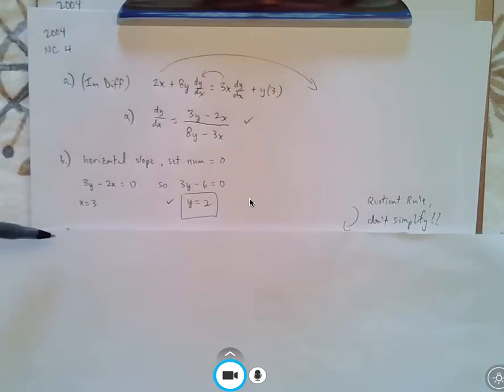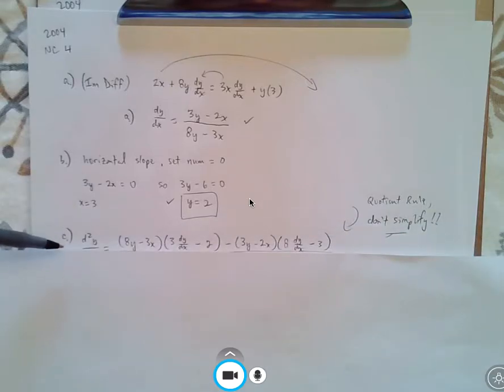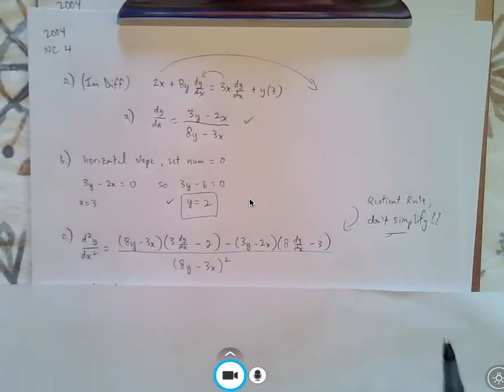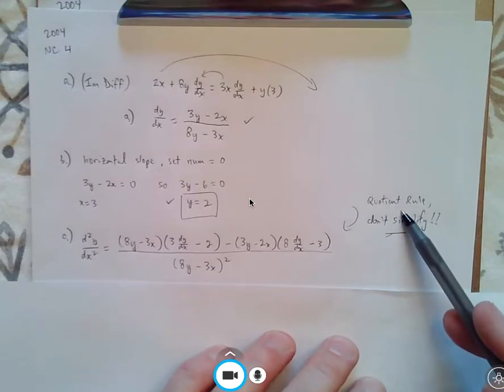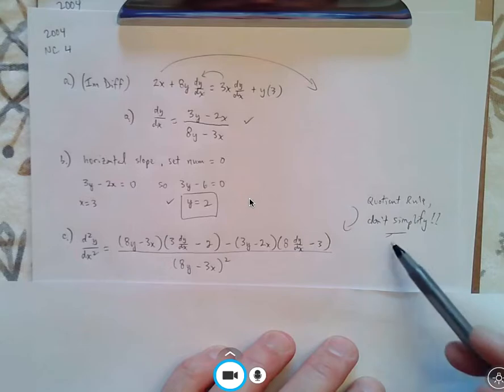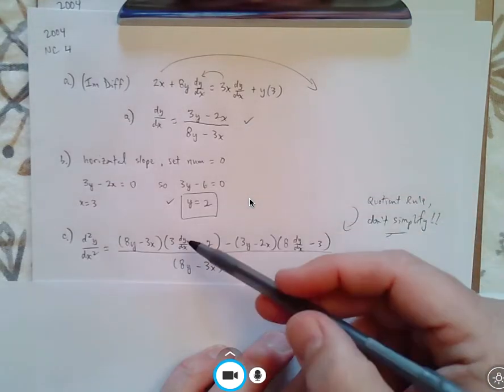Part C, they want you to evaluate. Remember, evaluate the second derivative. So use the quotient rule. Again, look at my notes here. Use the quotient rule to find the second derivative, but don't simplify the second derivative. Don't substitute this whole thing in for dy dx.